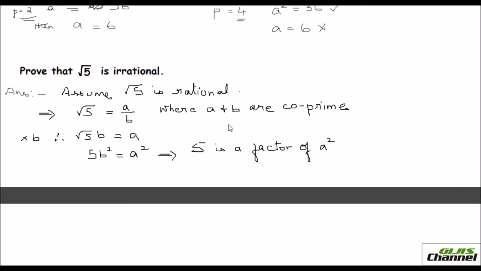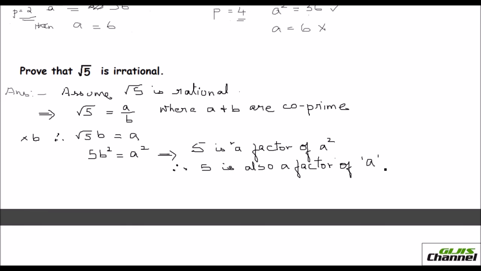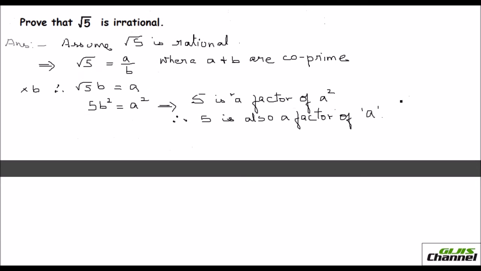Since you have taken a and b as co-prime numbers, here a square is divisible by 5. So we say 5 is a factor of a square. 5 is a prime number, therefore 5 is also a factor of a. So you have proved till here. Maybe you can give the reason here, because 5 is prime. That's why we say if a square is divisible by 5, then a is also divisible by 5.